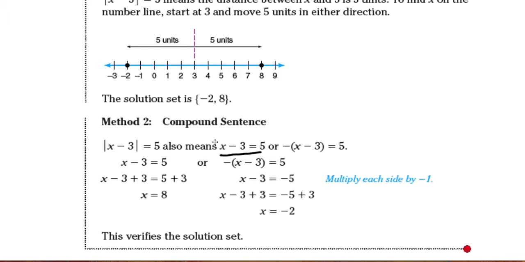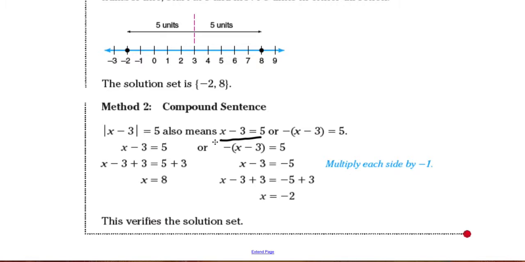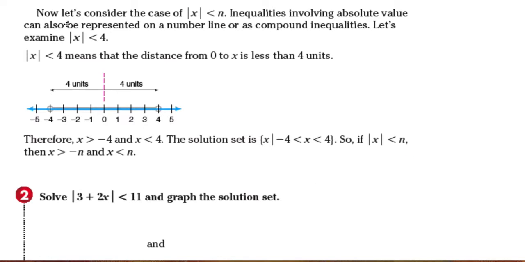Okay, let's take a look at the next scenario. The next scenario will involve the case of the absolute value of x less than n. Inequalities involving absolute value can also be represented on a number line or as compound inequalities. Let's examine the absolute value of x less than 4.